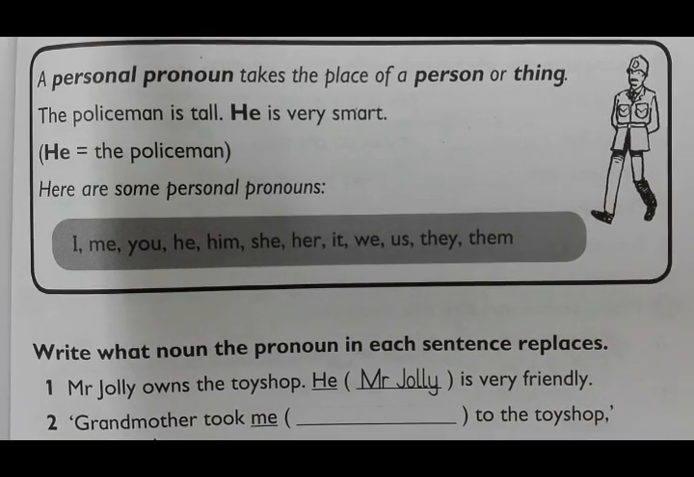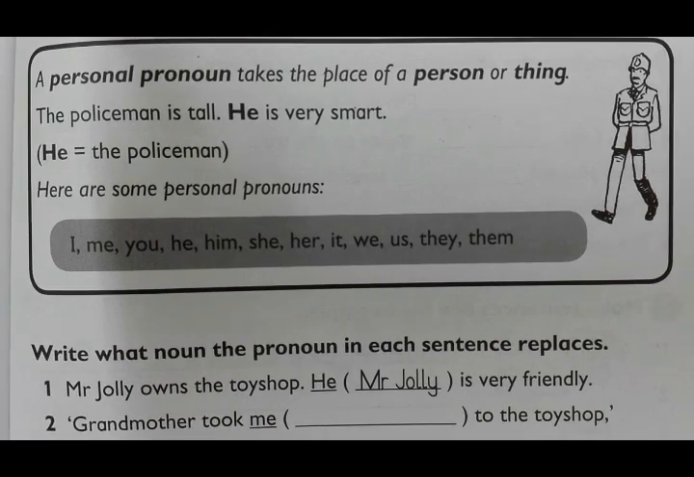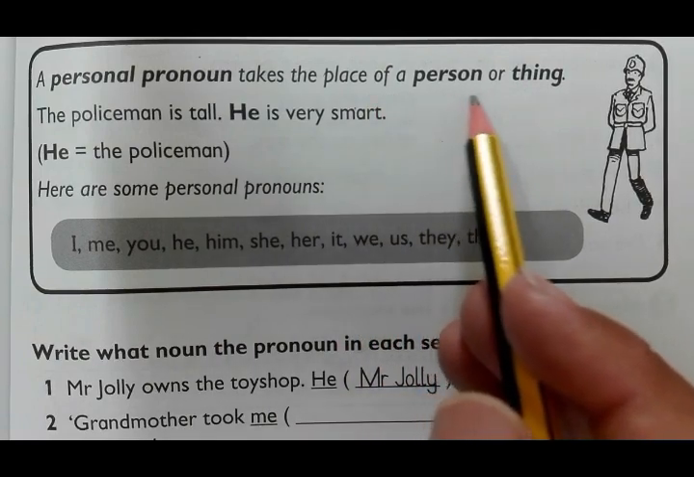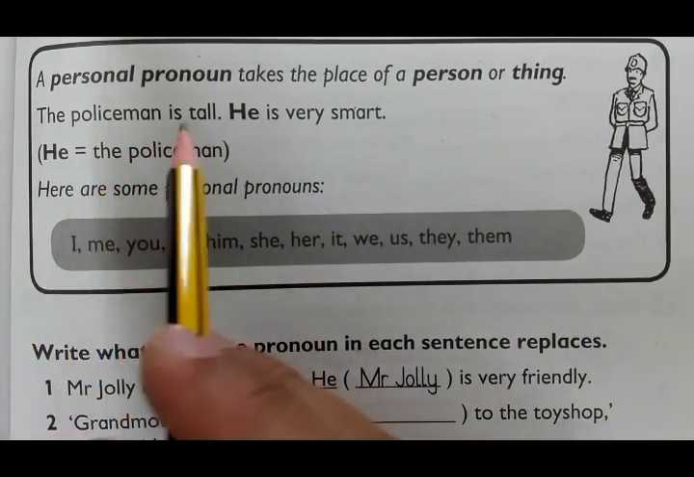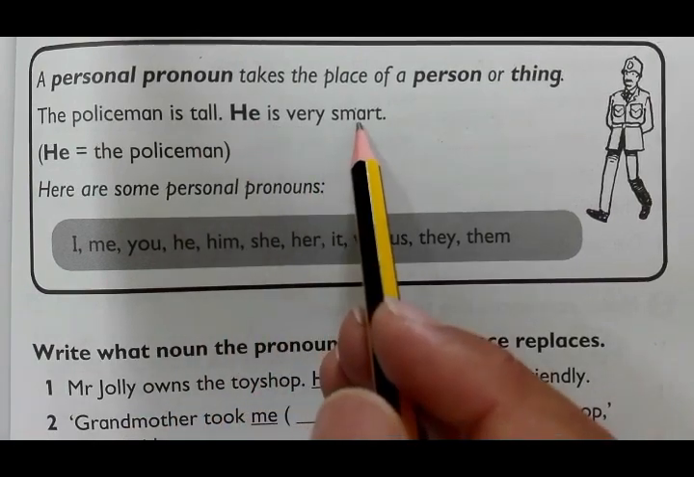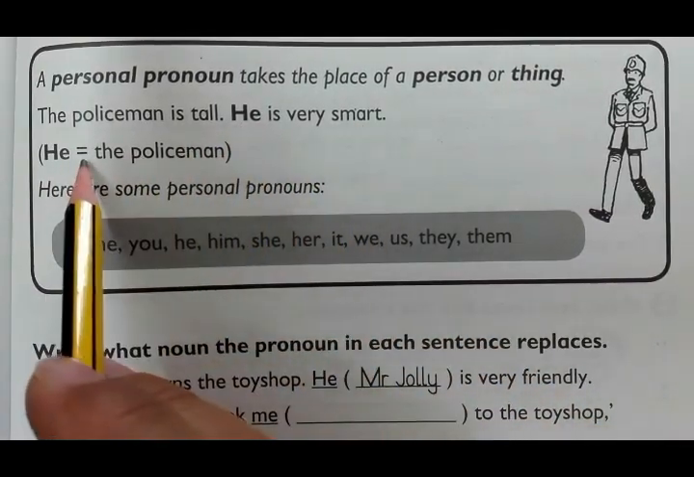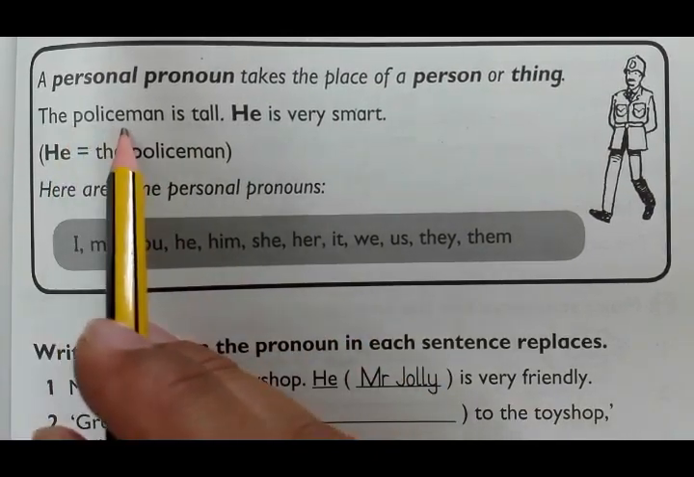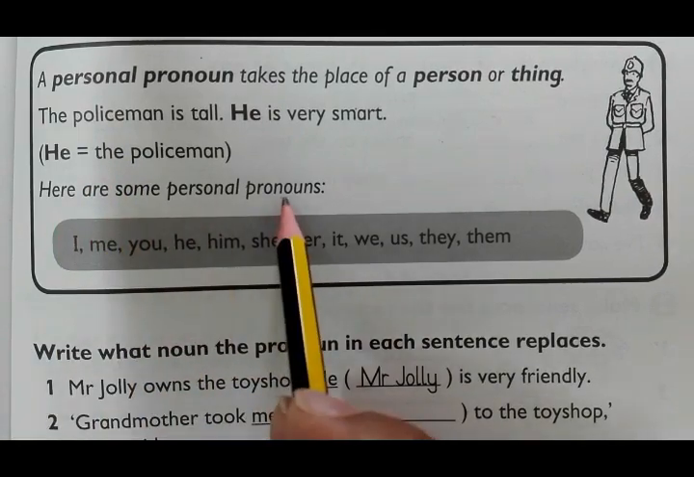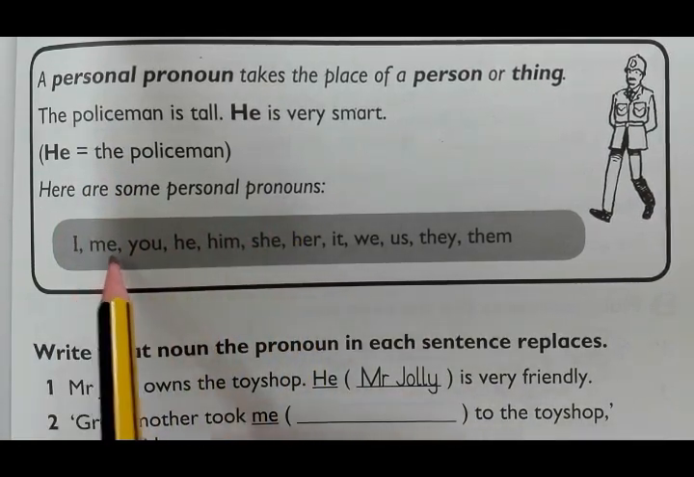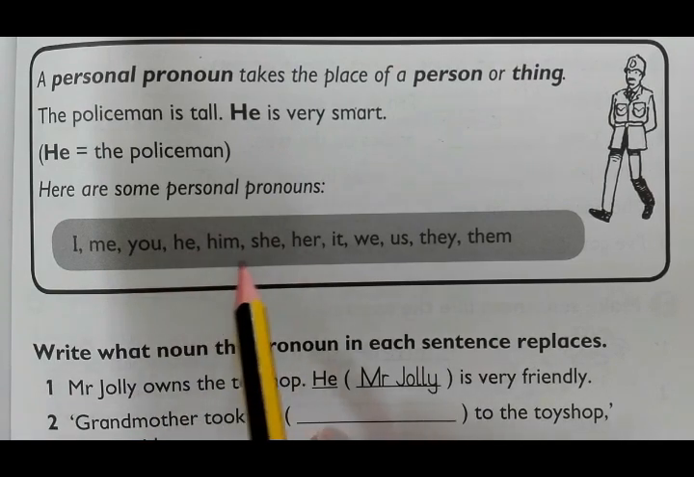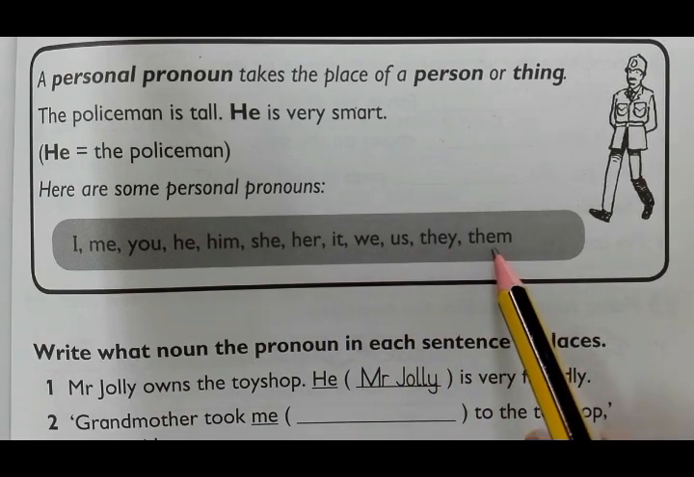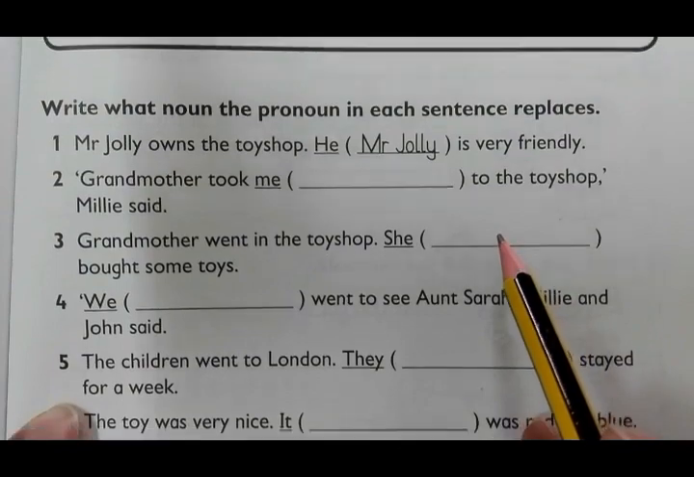Now, page number 93 of practice book, unit 13. A personal pronoun takes the place of a person or thing. The policeman is tall. He is very smart. This he is equal to the policeman. This he refers to the policeman. Here are some personal pronouns like I, me, you, he, him, she, her, it, we, us, they, them.